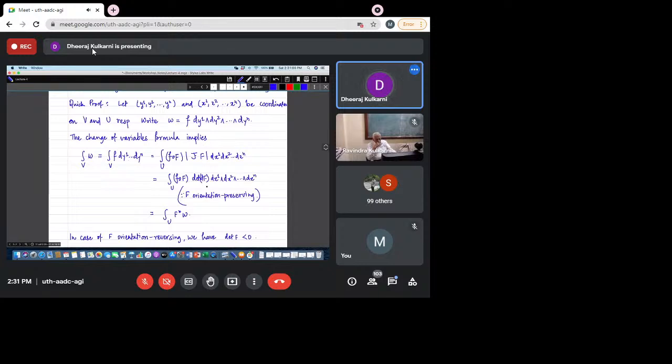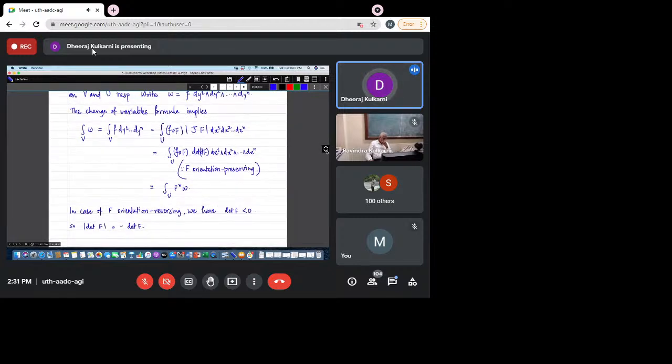This is the case because the determinant of df is going to be positive. The reason is f is orientation preserving, as we just defined for orientation preserving diffeomorphisms. So therefore, if we now look at this side, what we see is that this is just the integral of the pullback form of omega on U, by the definition of pullback of forms.